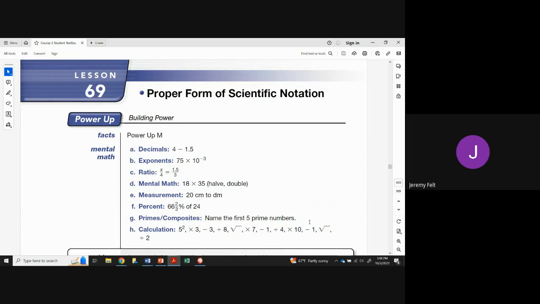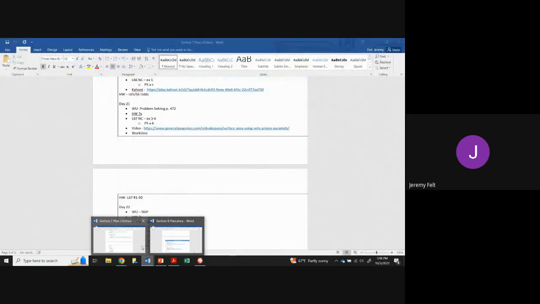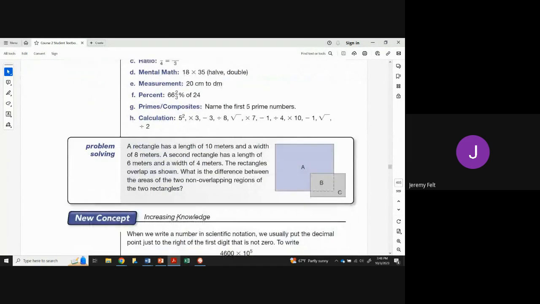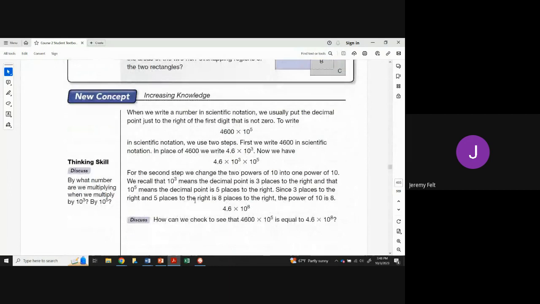Okay. Next, we're looking at lesson 69, scientific notation, the proper form of scientific notation. So remember, with scientific notation, we have a coefficient that's always got to be one or greater, and it's got to be less than 10. So we have to have a value in the ones place, and then everything else to the right of the decimal.